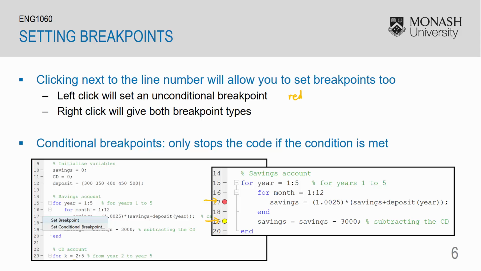Conditional breakpoints only stop the code if the condition is met. In the previous slide, I set this breakpoint to be savings less than 0. For this example, we will know that there is something wrong with the code if our savings go into the negative numbers.